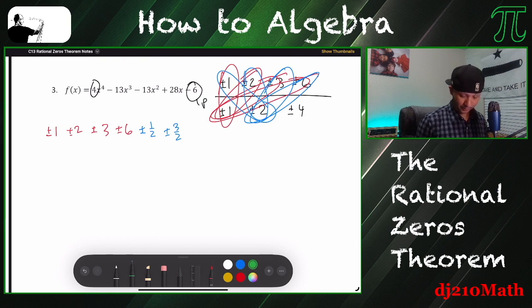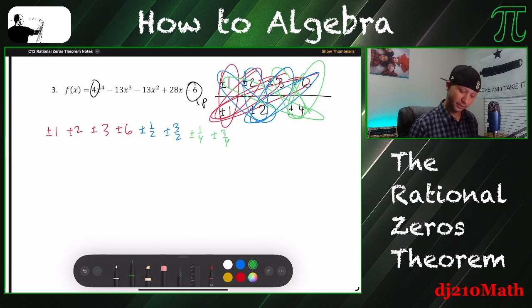All right, last but not least. 1/4. So plus or minus 1/4. 2/4, which is 1/2. I don't care about that. 3/4. And then 6 over 4, which is 3/2. Again, that's on our list.